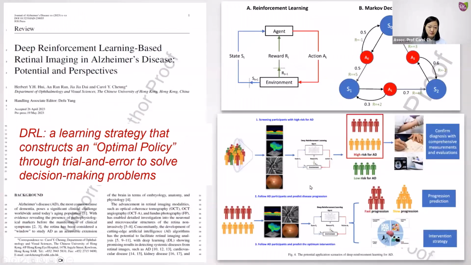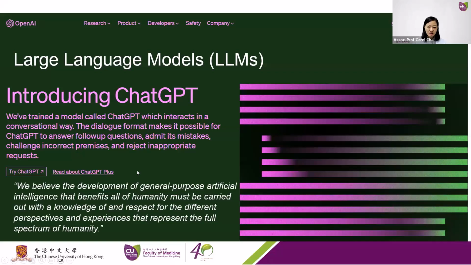In addition to image-based AI, other AI techniques are explored in medicine. For example, we have proposed to use deep reinforcement learning, a learning strategy that constructs an optimal policy through trial and error to solve decision-making problems. Another example is large language models, especially ChatGPT, developed by OpenAI, which have attracted attention in various fields worldwide. Indeed, Cheung is, again, an expert in this field. I'm learning a lot from him using LLM in ophthalmology.